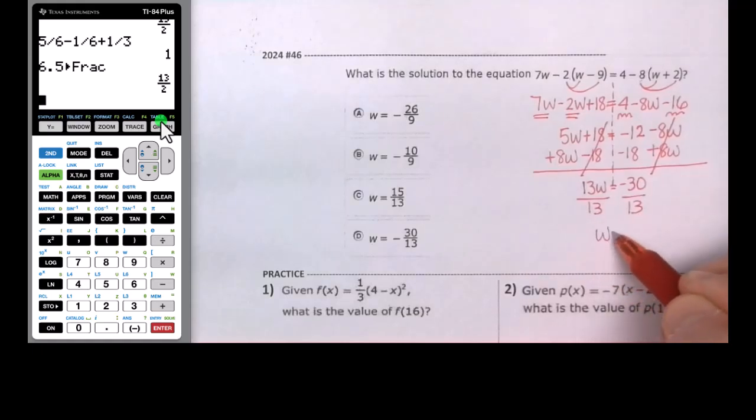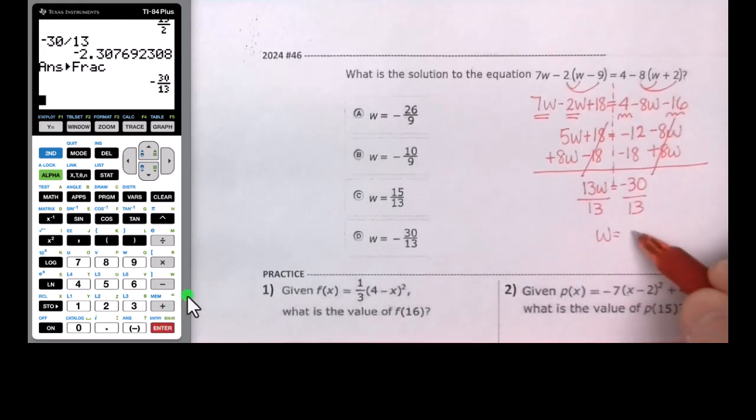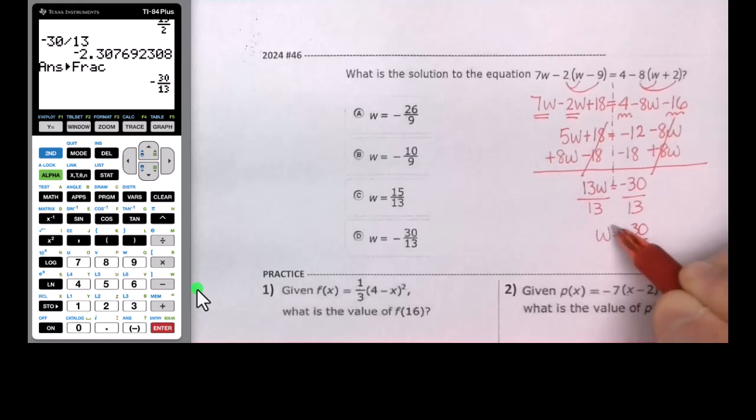So w equals, and if we try to divide on the calculator, let's see what we get. Negative 30 divided by 13. We get a decimal, and if you notice, the answers are in fractions, so you just press math, enter, enter. So that means our fraction form is negative 30 over 13.